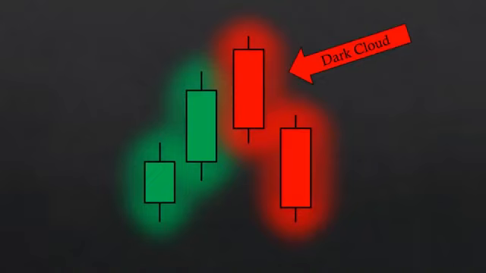The dark cloud will appear when the price is going up to signal a reversal to the downside. The next two complex reversal patterns you're going to study are similar to the piercing line and the dark cloud, but they are slightly weaker signals in a way.